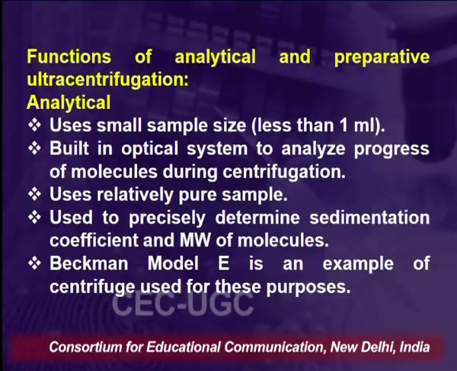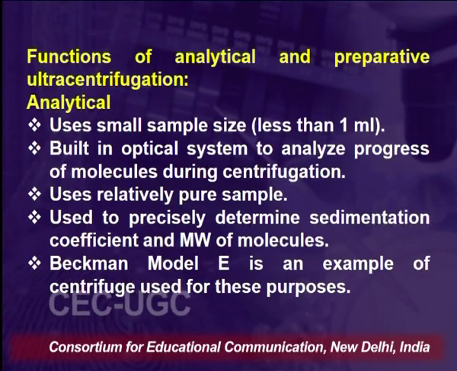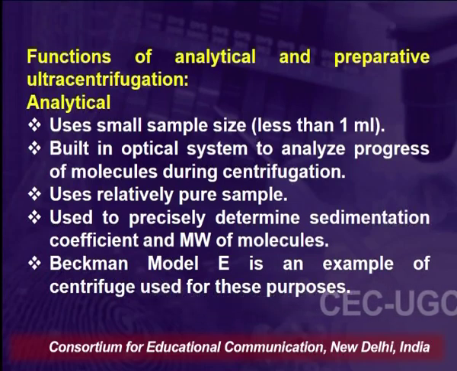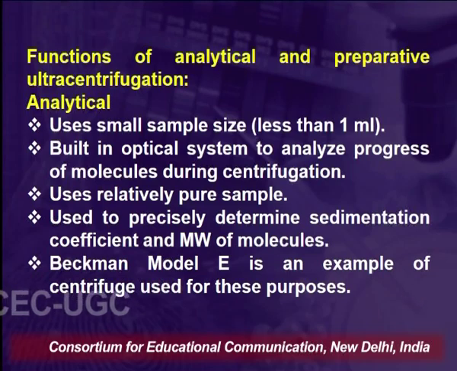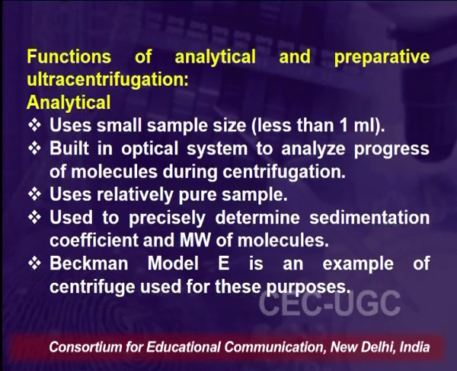So, the analytical and preparative centrifuges have different functions. Analytical ones use a small sample size. They can have a built-in optical system to analyze the progress of molecules during centrifugation, and they use relatively pure samples. They can be used to precisely determine the sedimentation coefficient and molecular weight of the molecules. The most common example is the Beckman model, which can be used for such purposes.